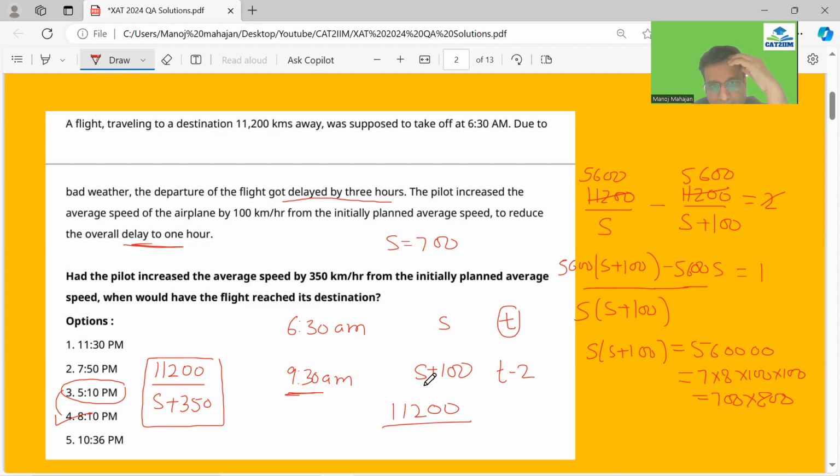So let's calculate this time. 11200 divided by 700 plus 350. That is how much? 1050. Let's cancel this out. The first factor which is visible to me is 5. 21 would be left out when I divide by 5. What would be over here? Let's see. 5 twos are 10.